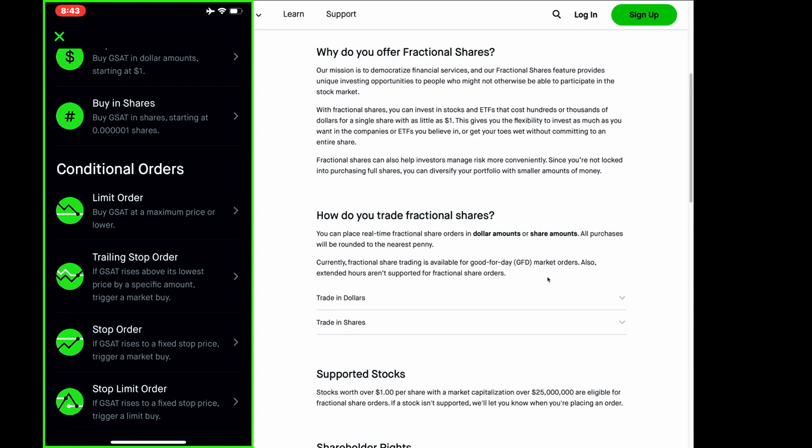So that should give you a basic primer as to market orders and conditional orders within Robinhood and help make the right trade at the right time for the right price and the right stop order.